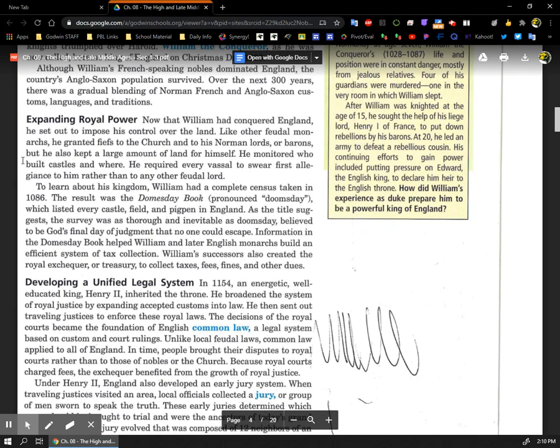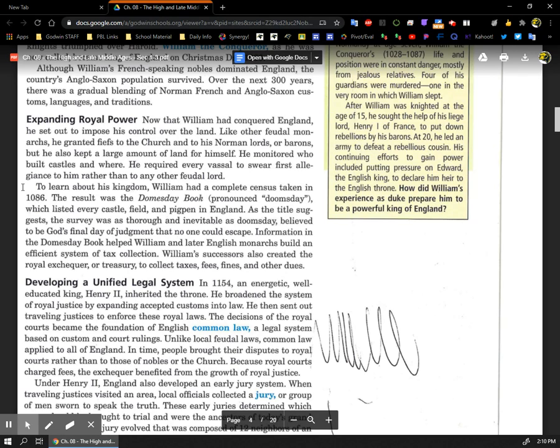Expanding royal power. Now that William had conquered England, he set out to impose his control over the land. Like other feudal monarchs, he granted fiefs to the church and to his Norman lords or barons, but he also kept a large amount of land for himself. He monitored who built castles and where. He required every vassal to swear first allegiance to him rather than to any other feudal lord.